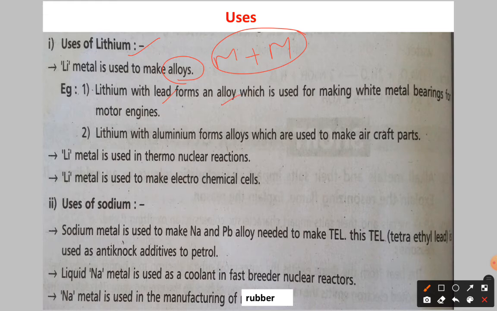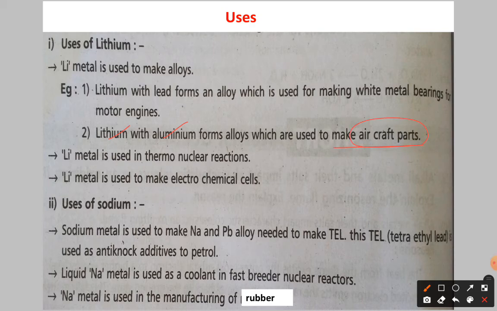It is used for what? White metal bearings for motor engines. Simply, for motor engines we need bearings. For making those things we use the lithium-lead alloy. Next, lithium with aluminium forms an alloy which is used for aircraft.